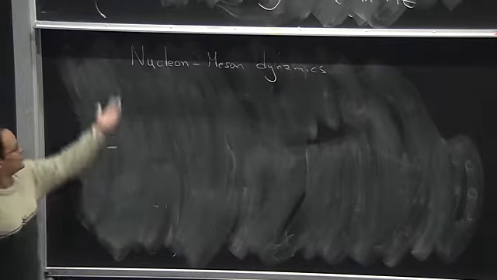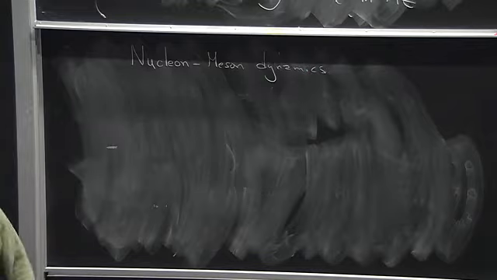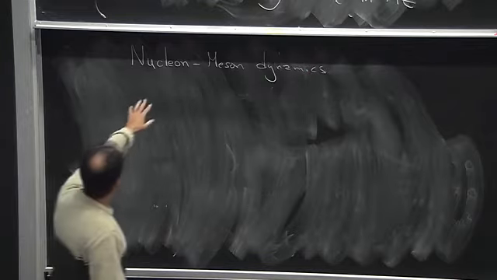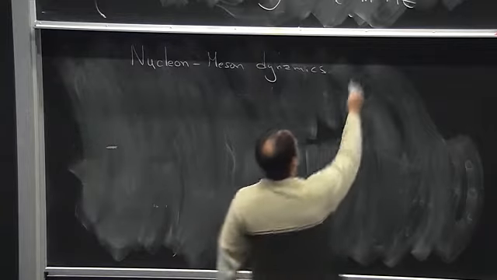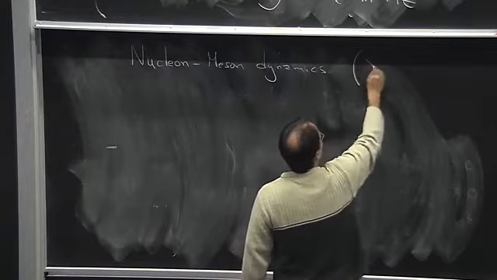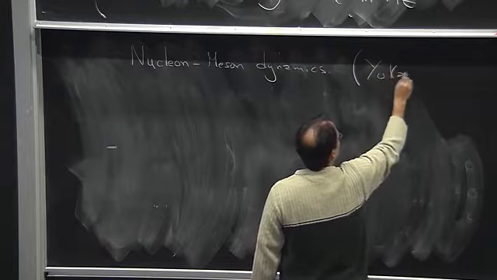Well, the reason was that the nucleons are known to be fermions, right? And we pretended that they were complex scalars. But now we can fix that problem. And in fact, this is a very famous theory. It's called Yukawa theory.